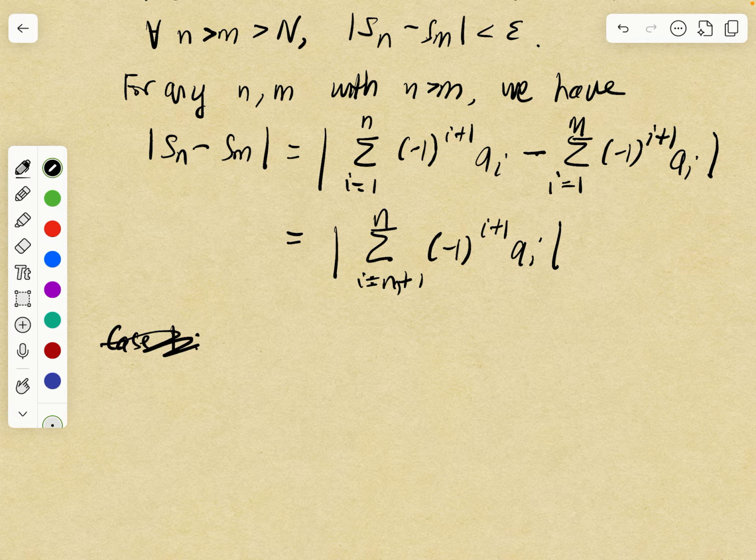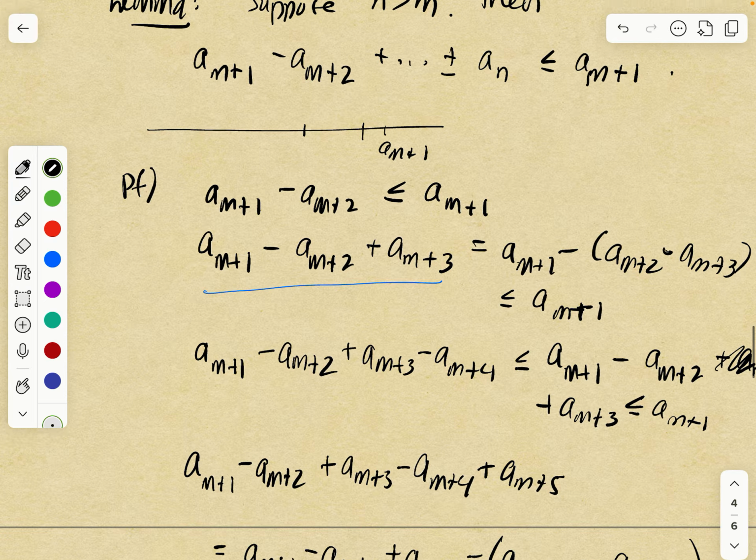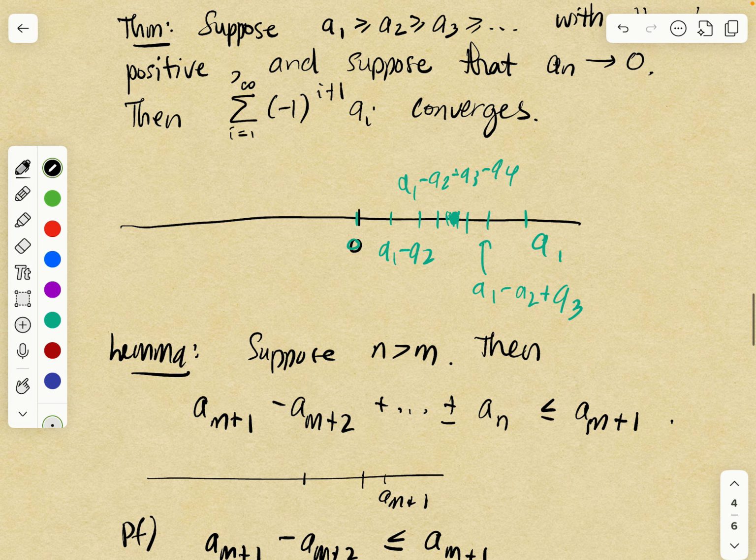Well, what is our capital N going to be? Now there's a bit of hindsight in this. You could initially take N to be large enough so that a sub n is less than epsilon, right? I mean, the idea is, if you go back to the picture, it kind of makes sense that if you take n large enough that a sub n is less than epsilon, then the differences will be less than epsilon.